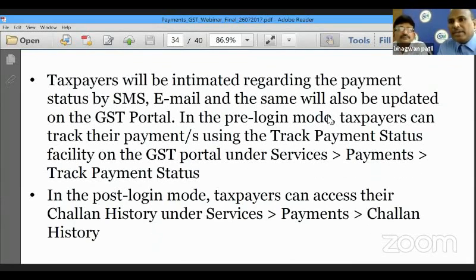These 25 authorized banks, we have already given in the presentation also, the list of the banks. So I request my colleague, sir, to explain the concept of authorized banks and other banks.